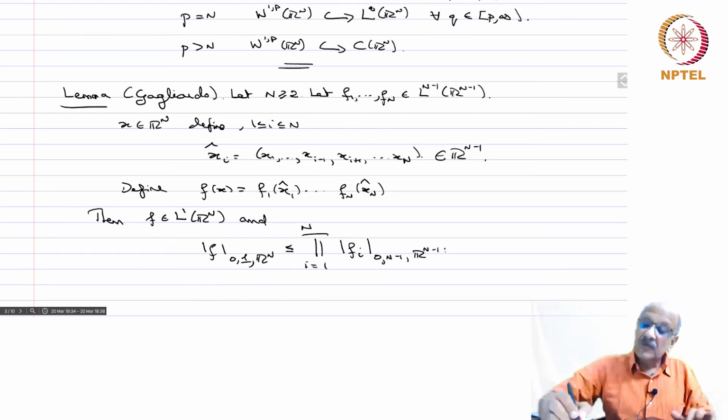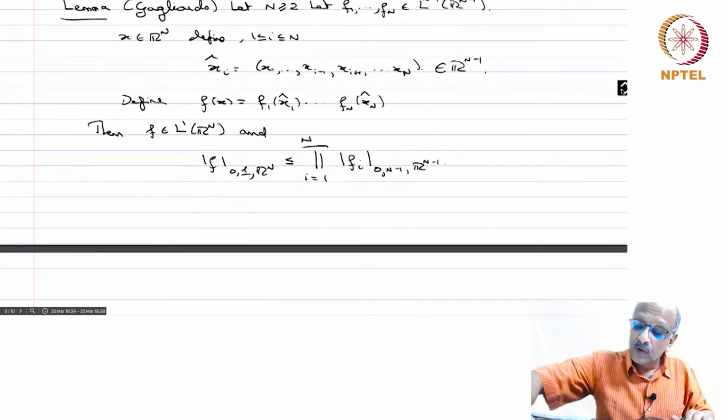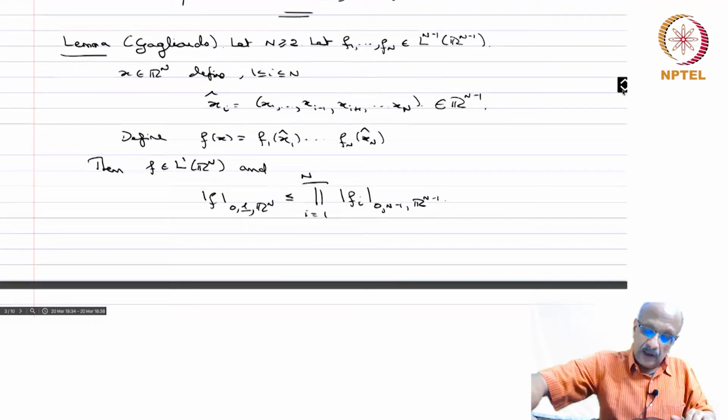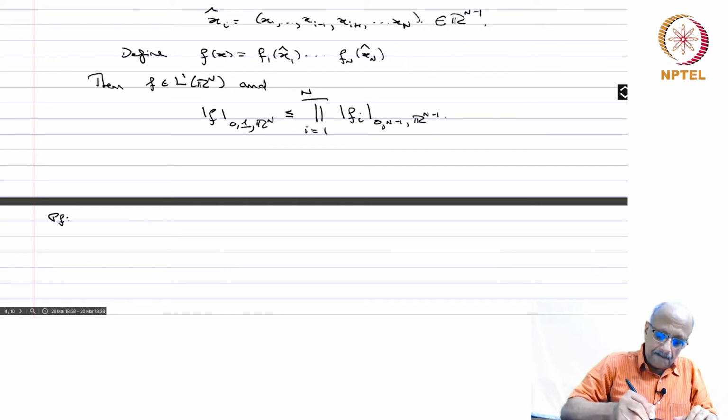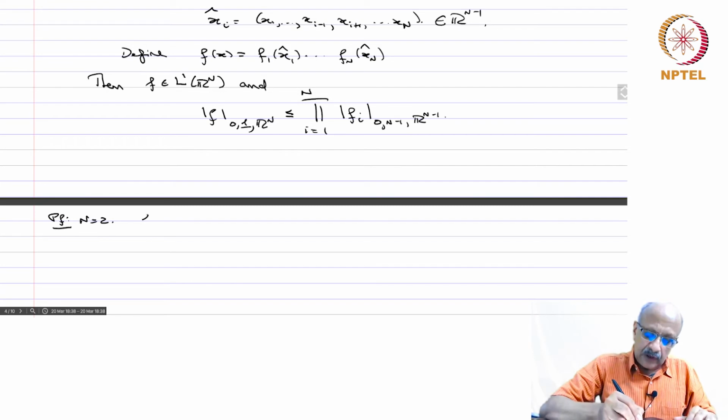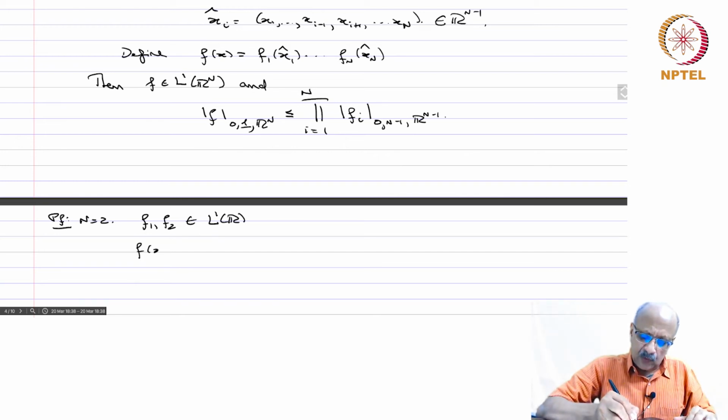So, this is the lemma of Gagliardo, which we will be using in the proof of the theorem. So, proof: let us take n equals 2. That means f1, f2 belong to L^1 of R, and f of x1, x2 is given by f1 of x2 times f2 of x1.